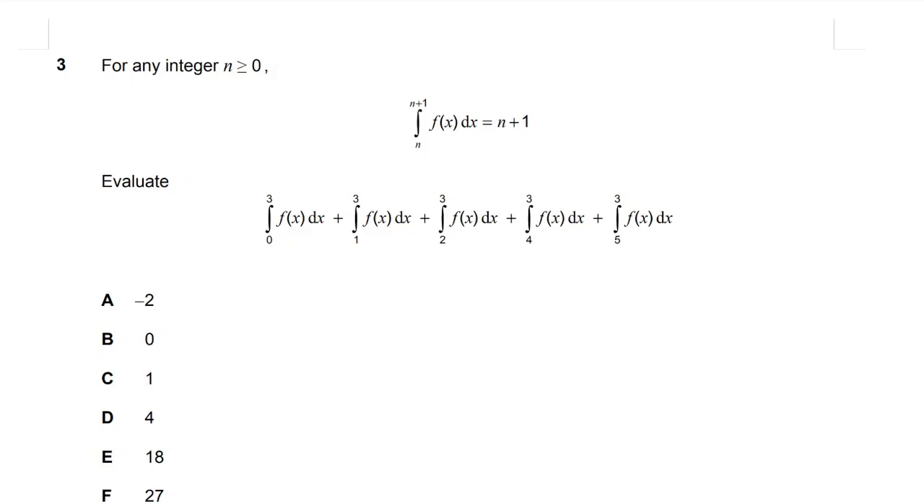Okay, for any integer n greater than or equal to 0, the integral from n to n plus 1 of some random function f(x) equals n plus 1. Evaluate... somehow, something weird. Okay, so what do we do?